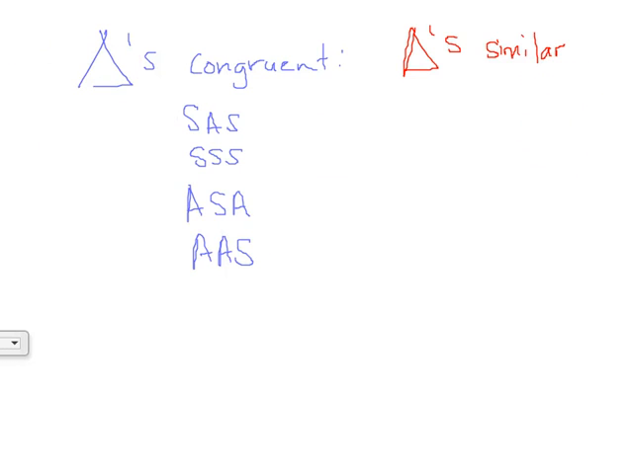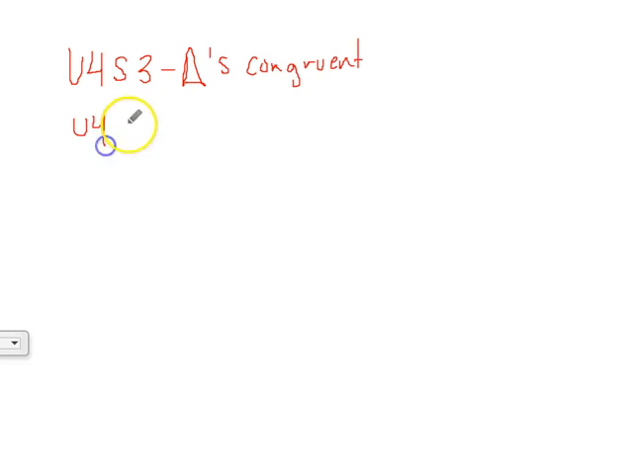Before we get there, this week you guys are going to complete, so we are in unit 4, we're going to complete unit 4 session 3, which is proving triangles are congruent, which I'm going to go over right now. Then you're going to take the unit 4 quiz, which is going to cover sessions 1 through 3. And then you're going to do unit 4 session 4, where we're going to apply properties of similar triangles.